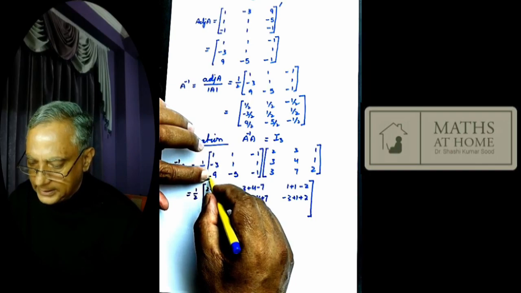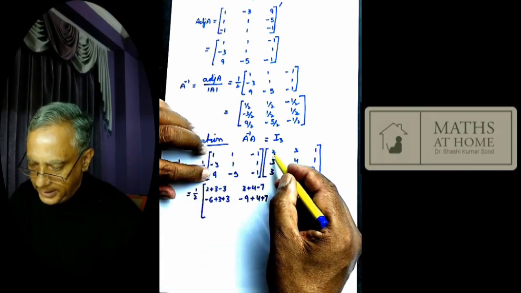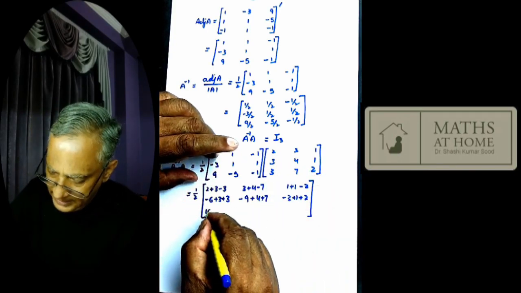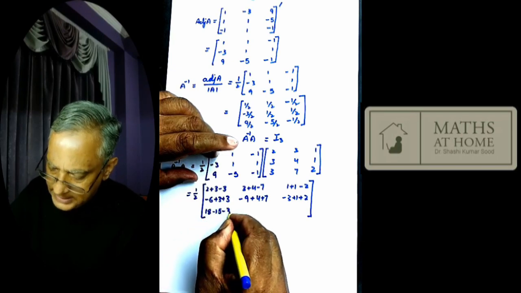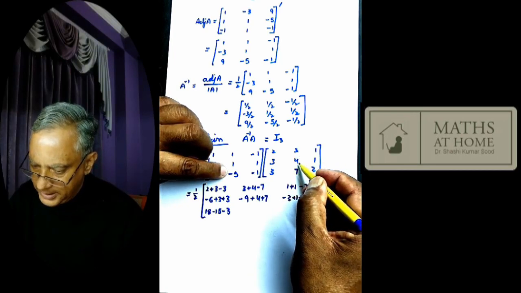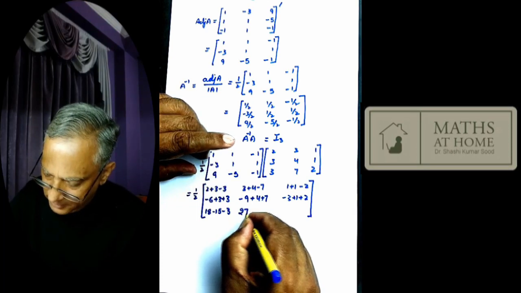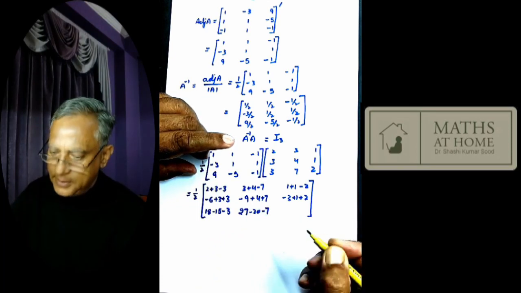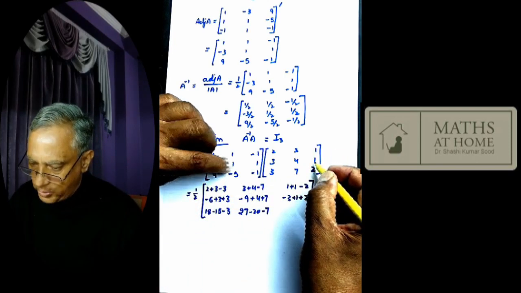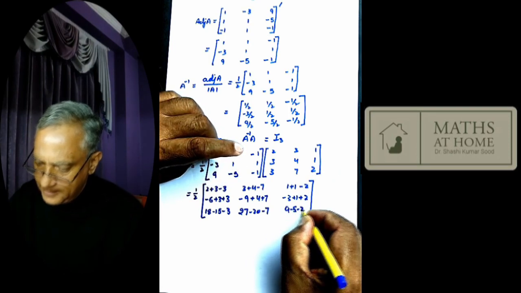Now we multiply the third row with the first column, second column and third column. So for the first column, 18 minus 15 minus 3. And this into the second column will be 27 minus 20 minus 7. Now this into the third column: this will be 9 minus 5 minus 2.